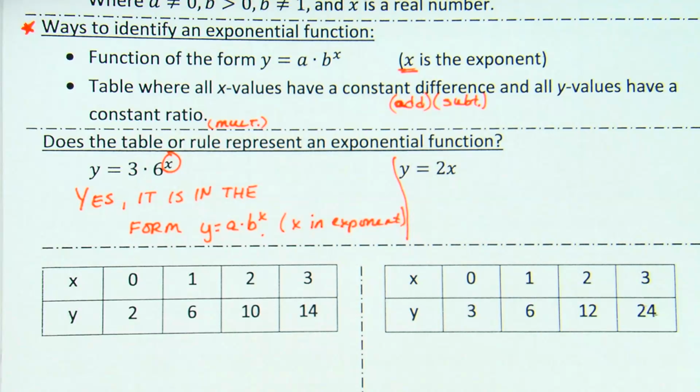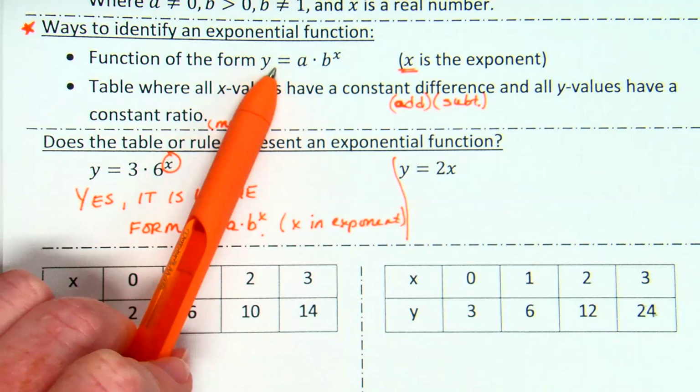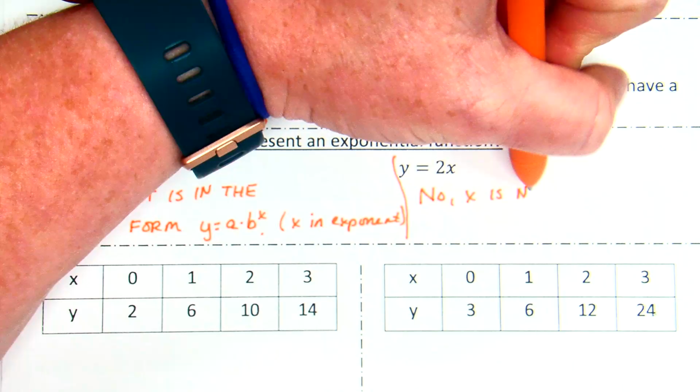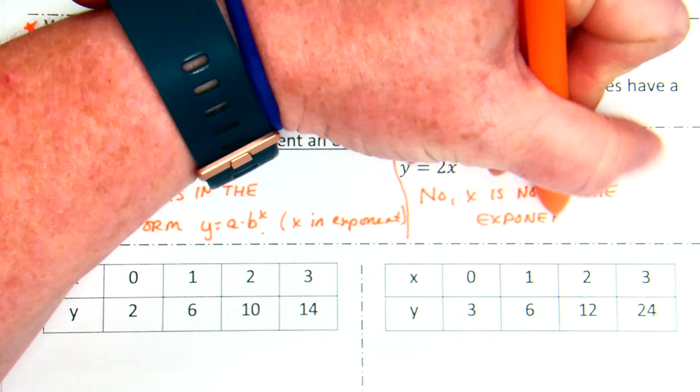Next example here. y equals 2x. Is this an exponential function? Does it match the form y equals a times b to the x? Why not, Jacob? Exactly. The answer is no, and the reason is there is no exponent. I was going to say x is not in the exponent, but all the same. Technically, if I want to get picky, there is an exponent of 1, but definitely x is not in the exponent.